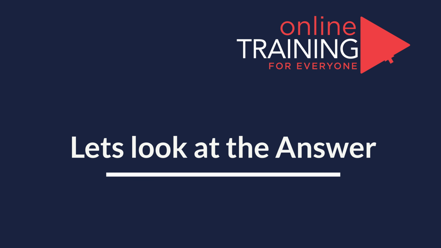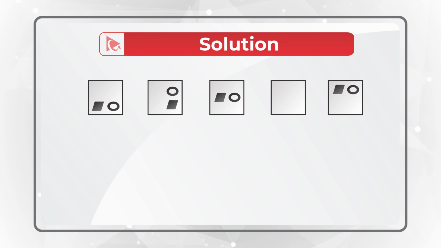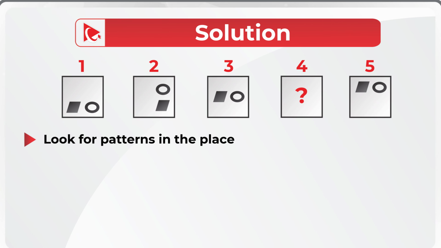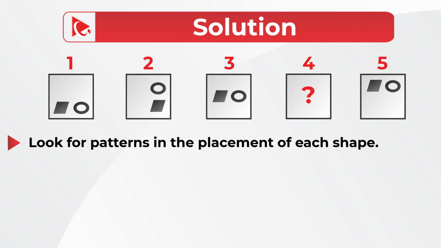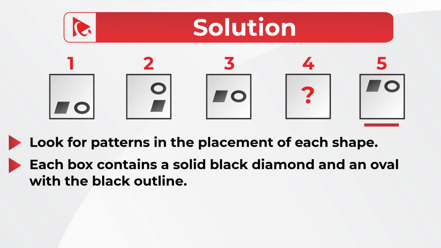Are you ready? Let's move forward and get to the correct solution together. You're probably tired of hearing it, but my advice as usual: always look for patterns. And in this case, the pattern is the location of the smaller shapes inside the square. You might have noticed that the smaller shapes inside the circles are always a diamond filled with black and an oval with a black outline. This pattern is persistent for shapes 1, 2, 3, and 5.